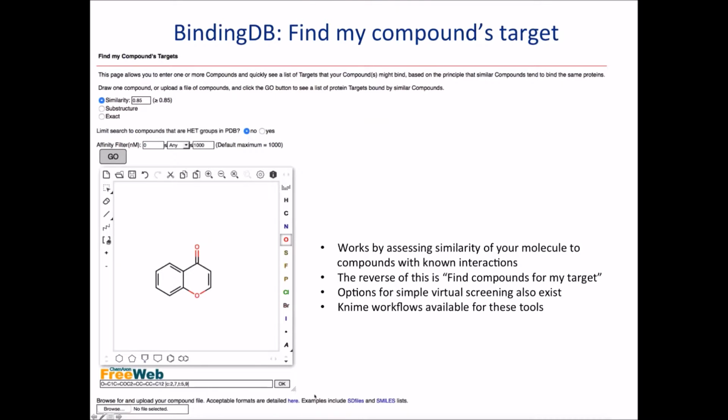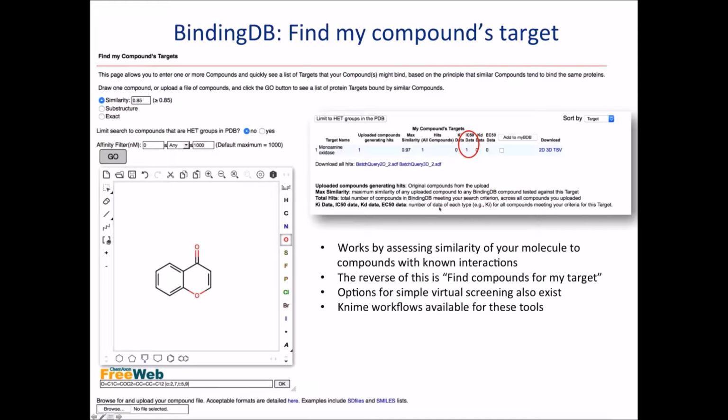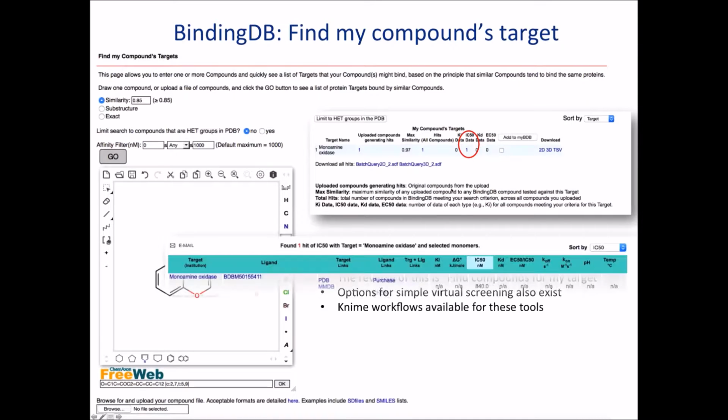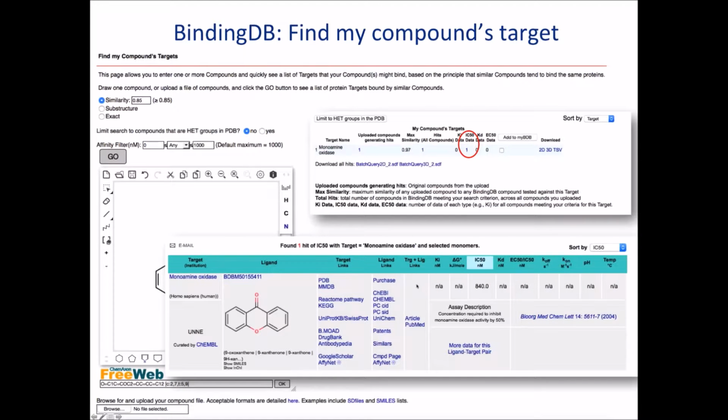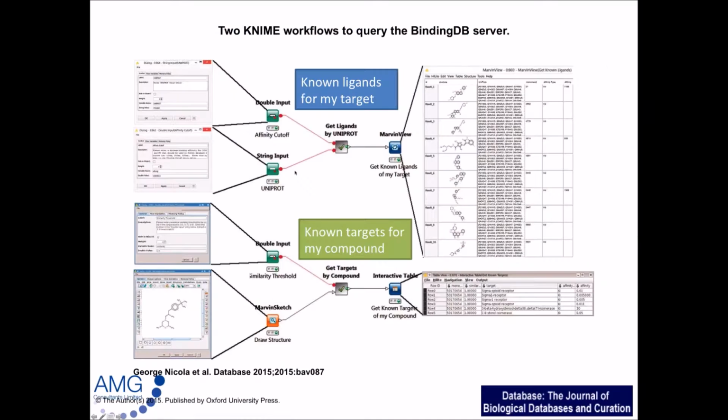The really nice features are these ones here. There are both web interfaces and KNIME protocols that allow you to ask the question, what is the likely target for my compound? This is very useful if you are dealing with results from a phenotypic assay. You can draw your structure in and ask if there are any records with biological activities. Here it says there's one record, and this is the record that it pulls up. So you can see the similarity between the two.